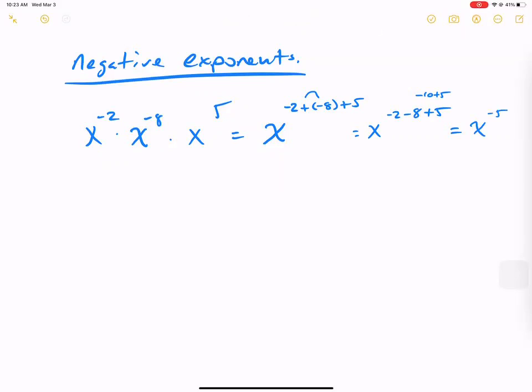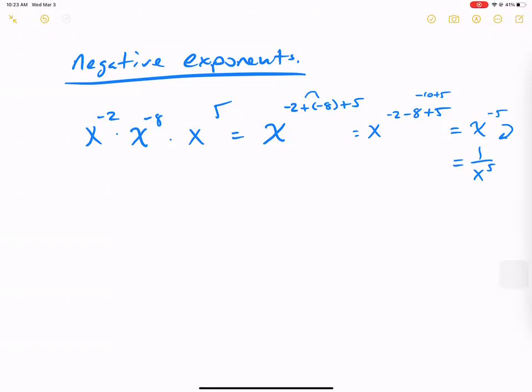To rewrite this, remember, negative exponents mean you don't belong here. Go on the denominator, 1 over x to the 5th. Okay, this is our classic algebra way of doing it. Would I say this is the best way? This is our rule-based way, and it works 100%. And we want to make sure we know how to deal with multiplying powers.